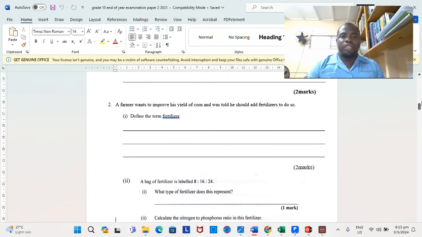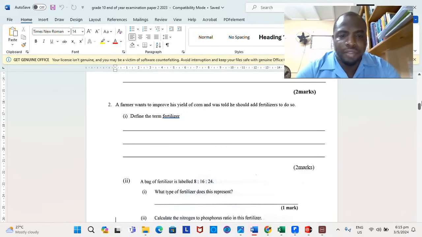Now, we just mentioned fertilizer. Question 2 says a farmer wants to improve his yield. And when we talk about the yield, we're talking about the amount of corn, and he was told he should add fertilizers to do so. So you can add fertilizer to the soil. So define the term fertilizer.